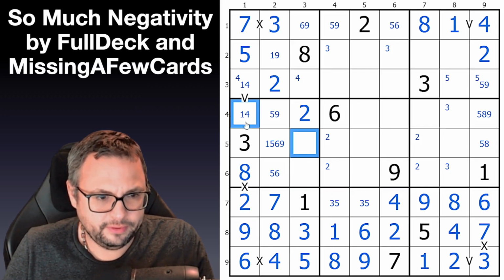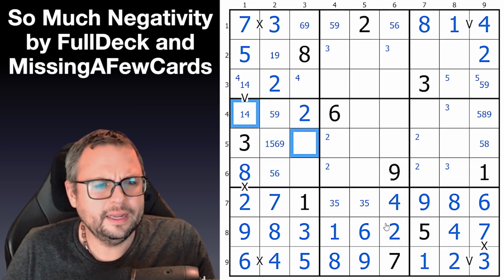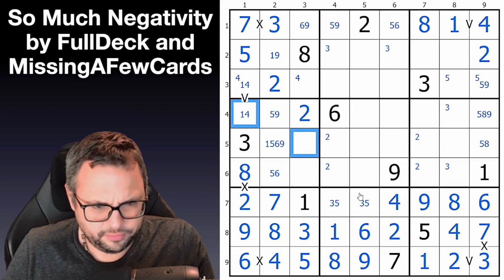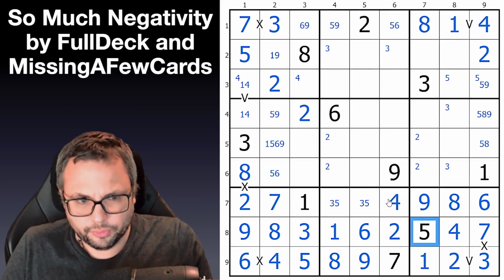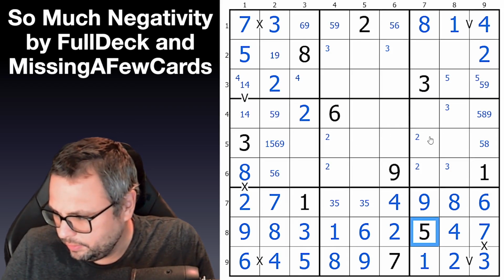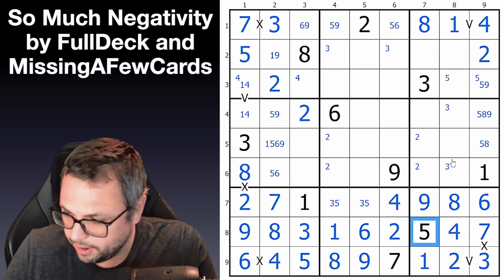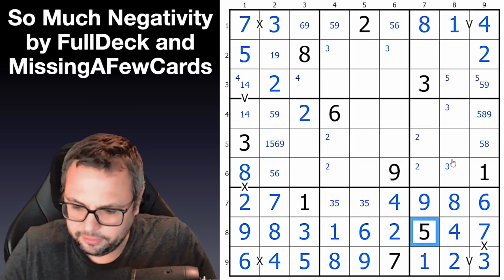Yeah, I guess the 4 in this box is only in one of these 2 cells, huh? I don't know that that's an incredibly useful observation, but I think it is a true observation. I don't know. Would you rather have true and useless or useful and false? Probably true and useless is better, right?